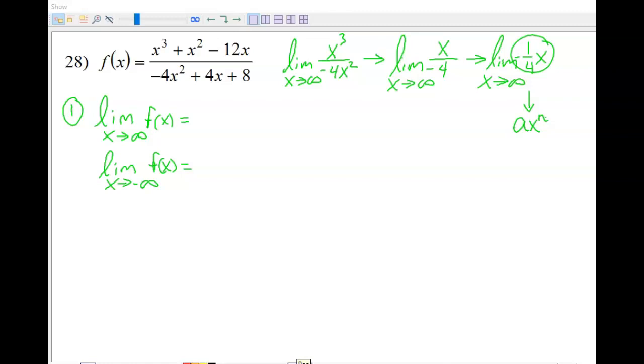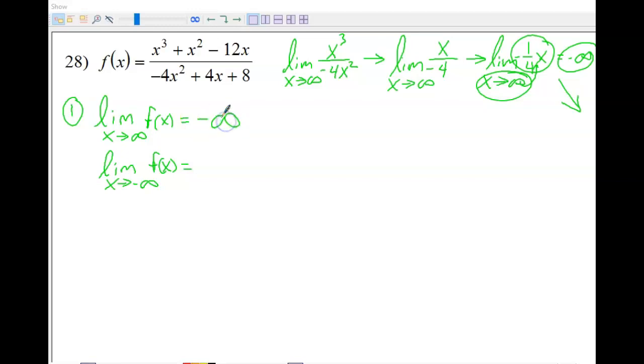Another way you guys can do this instead of using the chart is you could just plug in infinity. If you plugged in infinity here, because that's what this means, x is going to infinity, so just plug it in. Negative 1/4 times infinity, well, what would that be? No matter what you multiply infinity by, it's going to be infinity, but since this is negative, it's going to make it negative infinity. So as we go to the right, the function goes down. So the arrow would look like that on our graph on the right side.